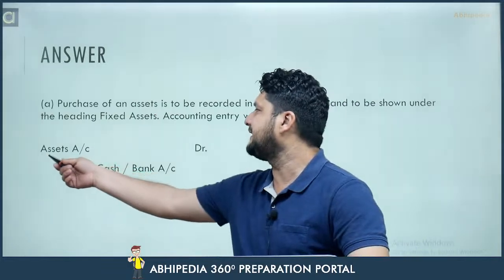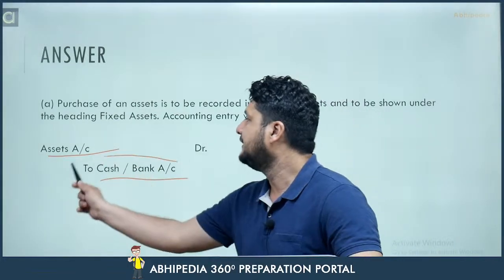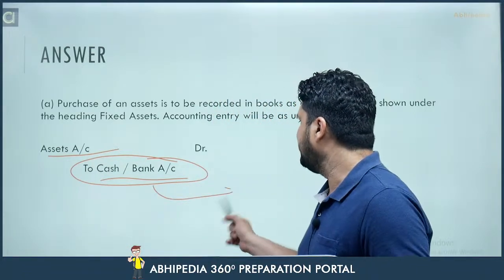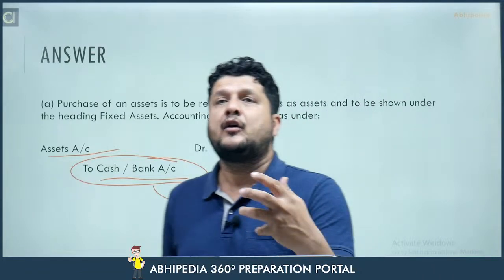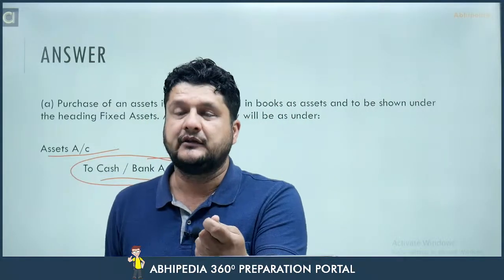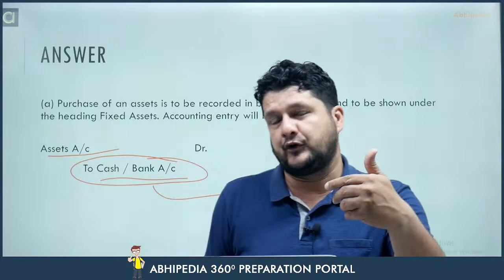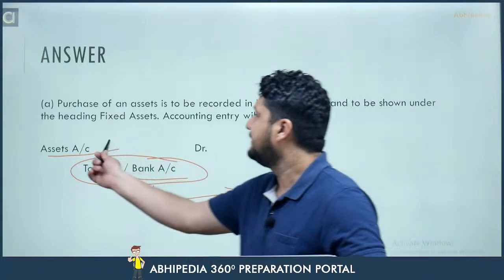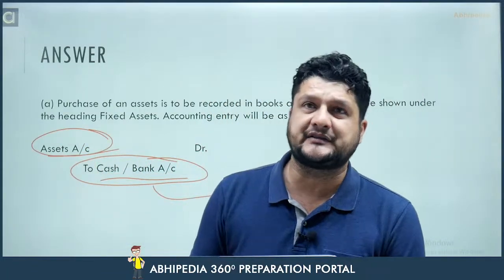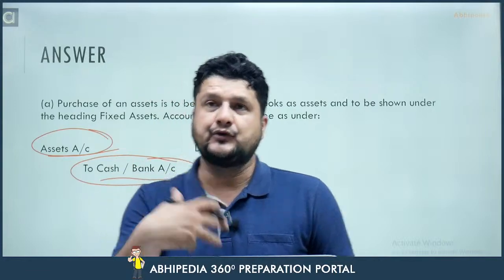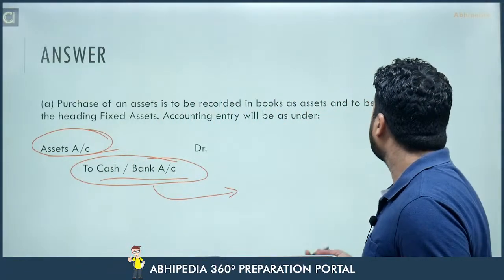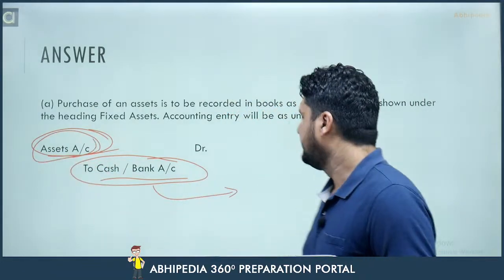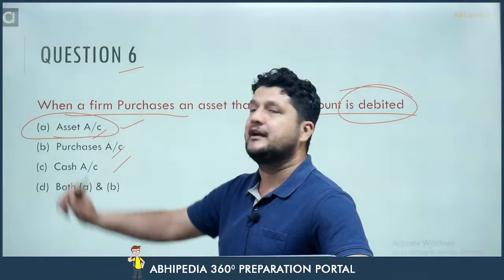Explanation: the entry would be asset account debited to cash or bank, because cash or bank is also a real account. For this, the rule will be credit what goes out, because money, bank balance or cash, in whichever form you are paying, will reduce, it will go out. And this asset, whatever kind of asset you are purchasing, will come to you. So debit what comes in, credit what goes out. That is the rule. Accordingly, this asset will be debited. So the answer will be A. I hope it is clear to everyone.